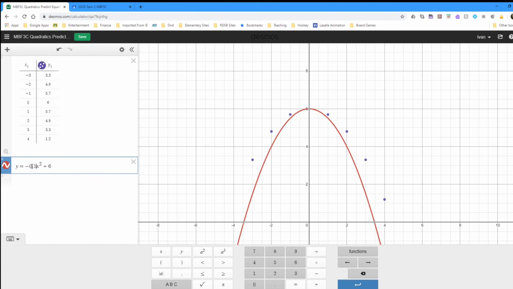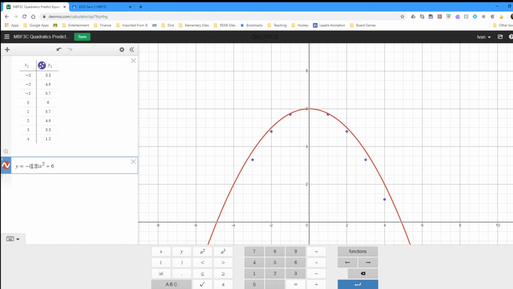Well, that's getting closer, but it's not quite close enough, right? So should my number be bigger than 0.5 or smaller than 0.5? Should I try 0.25? Well, let's see what happens. If I put a 2 in front of that 5, wow. So it looks like a smaller decimal makes the parabola wider and gets it pretty close to those points.